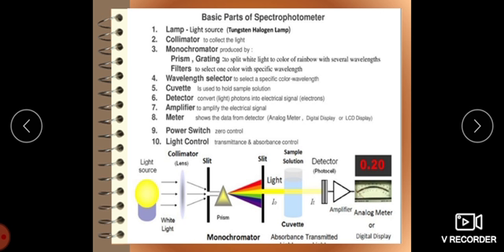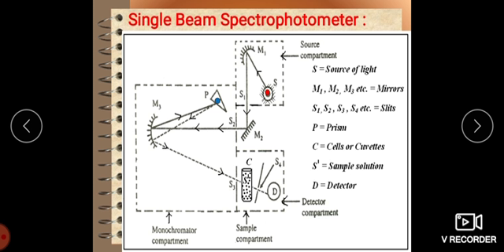After that, one detector is there to convert the photons, or we can say light, into an electrical signal, electrons. After that, whatever electrical signal there is gets passed to the amplifier. The amplifier amplifies the electrical signal and gives it to the meter. The meter shows the reading, or we can say it shows the response. Okay, that is the instrumentation and construction part of the single beam spectrophotometer.